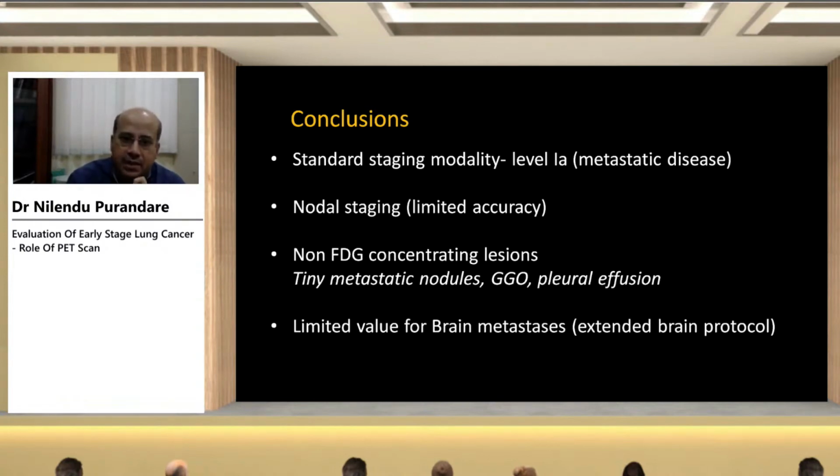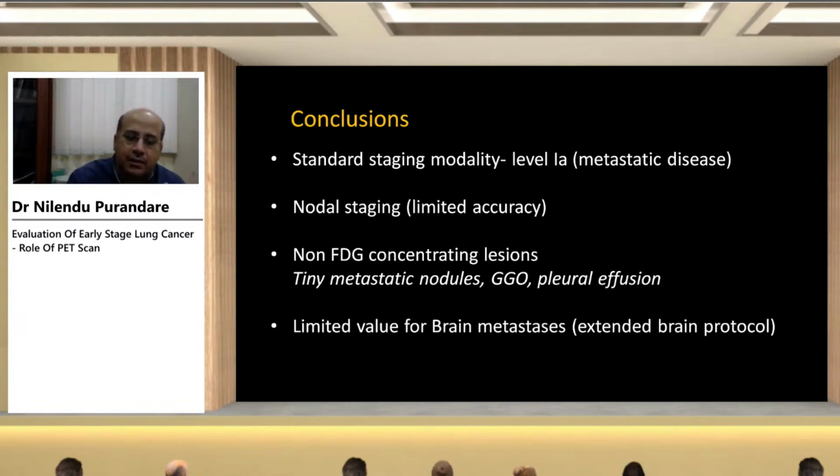and it's primarily because of the ability of PET to detect metastatic disease. For nodal staging, PET has a limited accuracy. The negative predictive value is better compared to the positive predictive value. Positive predictive value is modest because in our country there is a preponderance of granulomatous disease. For PET staging, we should remember that there are certain non-FDG concentrating regions like small metastatic nodules, ground glass nodules, and pleural effusion, where PET may not show uptake and still the lesions can be metastatic.